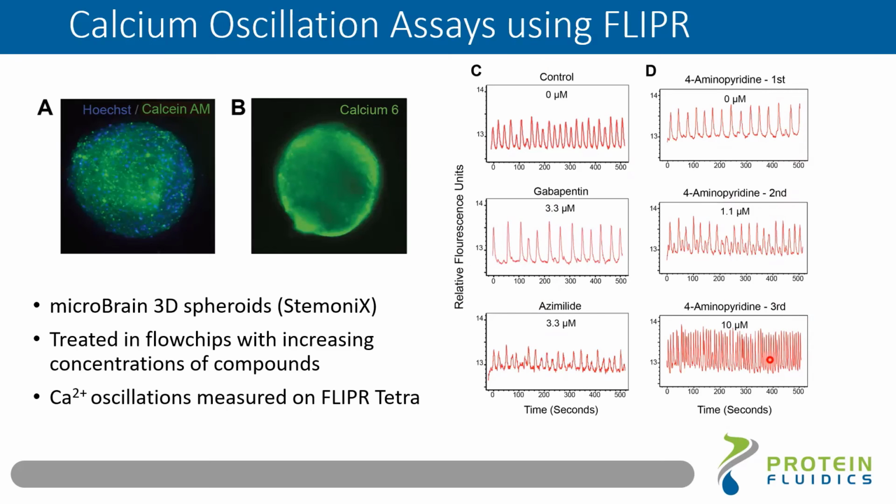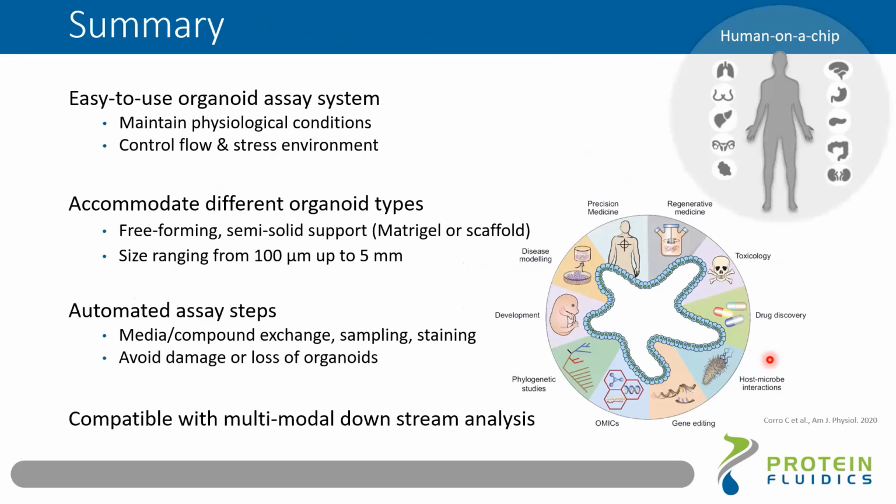So in summary, I hope I showed you how we have developed an easy-to-use organoid assay system that combines with high-content imaging to give you multi-parametric information about your organoid samples. It works with a wide range of organoid samples and automates many of the protocol steps that you are using, whether it be reagent exchanges, staining, immunofluorescence staining, conditioned media sampling, etc., and is compatible with multiple downstream analyses, as we showed here with high-content imaging, with the ImageXpress Micro system.